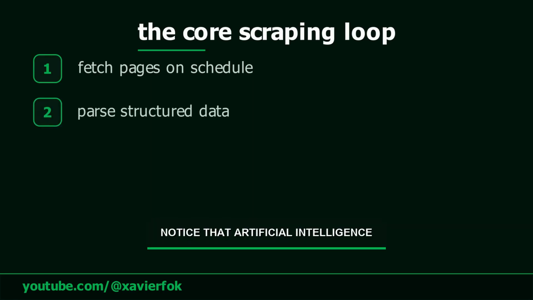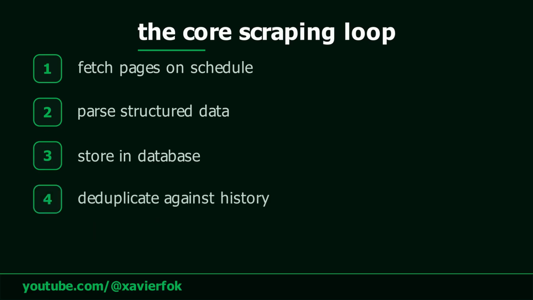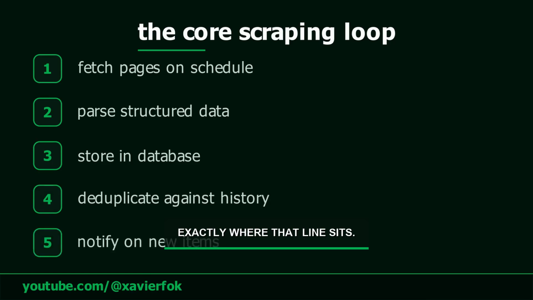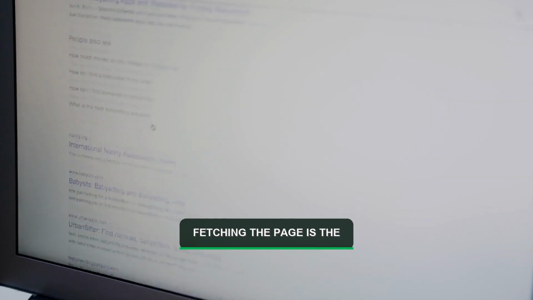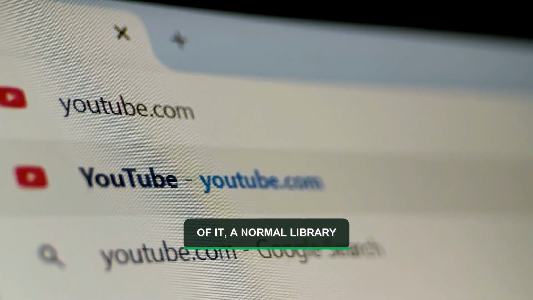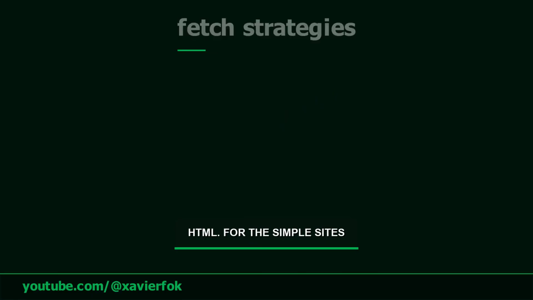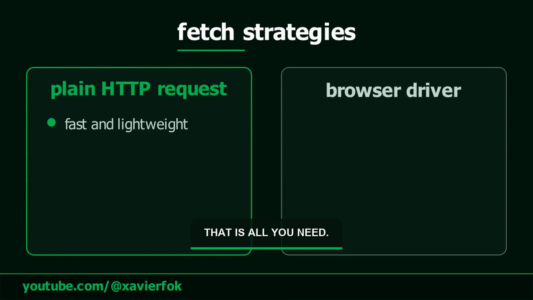Notice that artificial intelligence is not in that core loop at all. The AI only shows up at the edges, on the messy pages where plain parsing falls apart, and I will get to exactly where that line sits. Here is the part nobody tells you when you start. Fetching the page is the easy 15%. I use plain HTTP requests for most of it, a normal library that asks for a URL and gets back the raw HTML. For the simple sites, that is all you need. The page comes back, the data is right there in the markup, and a parser can walk it.